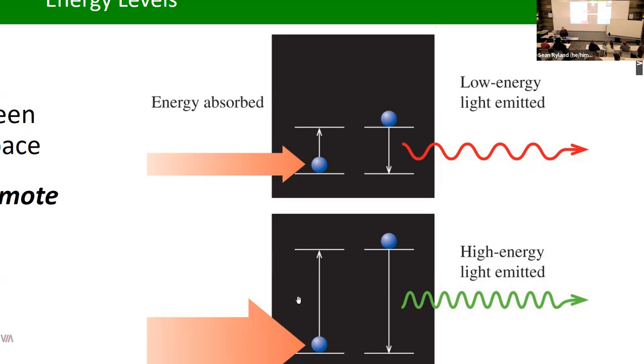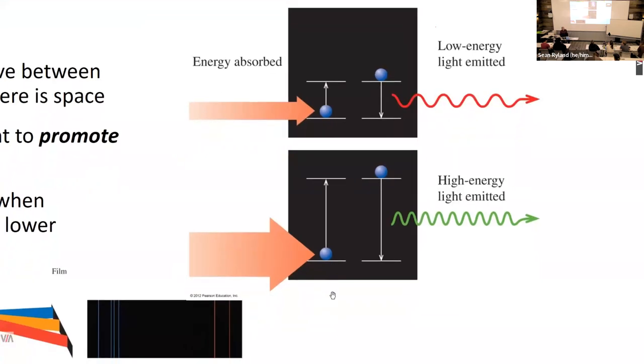And depending on how big a difference there is in these energy states, that's going to determine what the wavelength of the light is that's emitted. So a bigger gap means a higher energy photon. And everybody who had lab on Monday, a higher energy photon means what in terms of wavelength? Means a shorter wavelength, right?